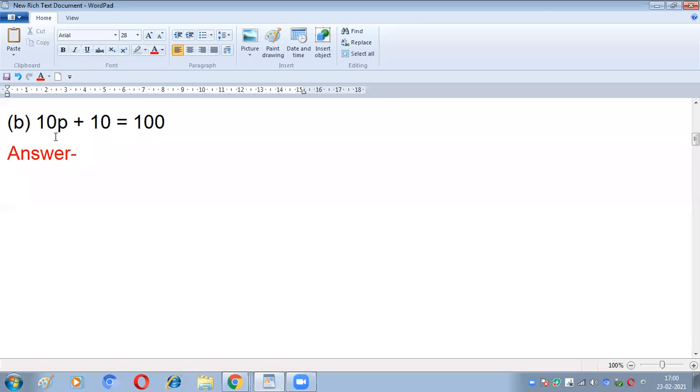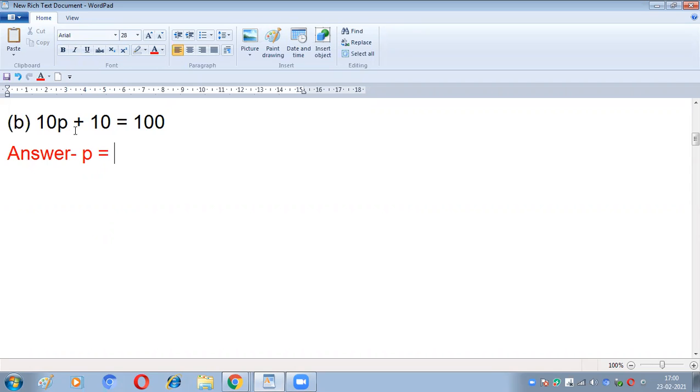Part b is 10p plus 10 equals 100. The same question is here, but with plus 10 extra. Here also we have to find the value of p.